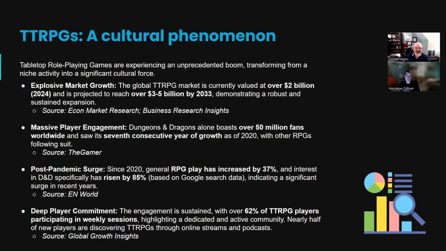Interest in D&D has risen by 85% since the pandemic. And it's not just, of course, in Dungeons and Dragons, but other tabletop RPGs. It's a growing market. And what's interesting is when people become players, they become pretty committed to it, participating perhaps in weekly sessions and consistently over time.